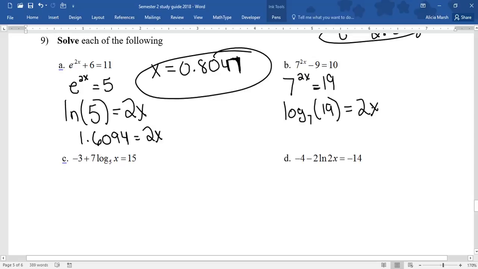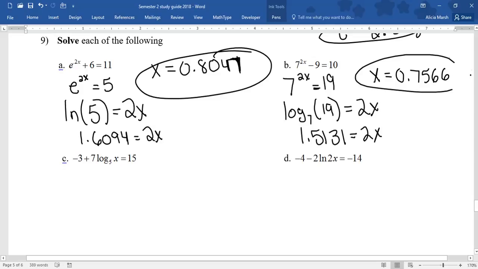I'm going to find out what log base 7 of 19 is. I'm going to get 1.5131 equals 2x. Divide by 2 to get my final answer. So I know x will be equal to 0.7566, roughly. Now remember, with exponentials, you don't need to worry about what you're plugging in. You just need to solve.